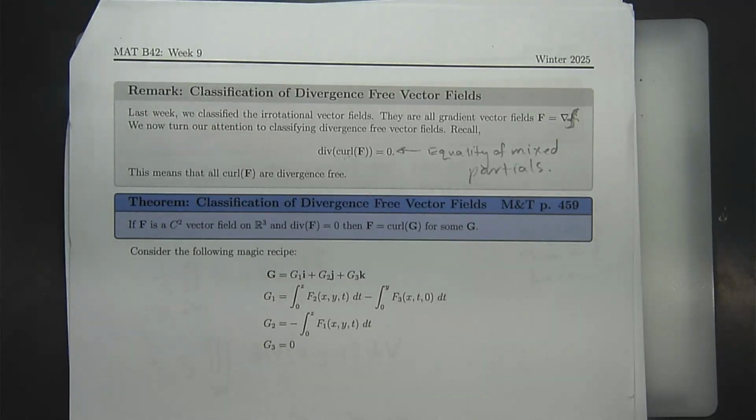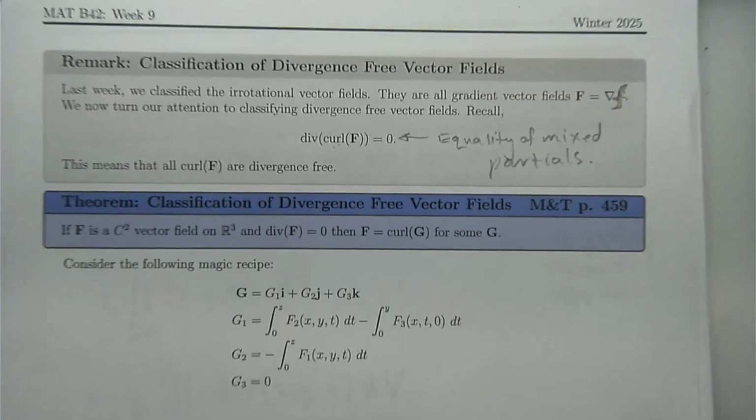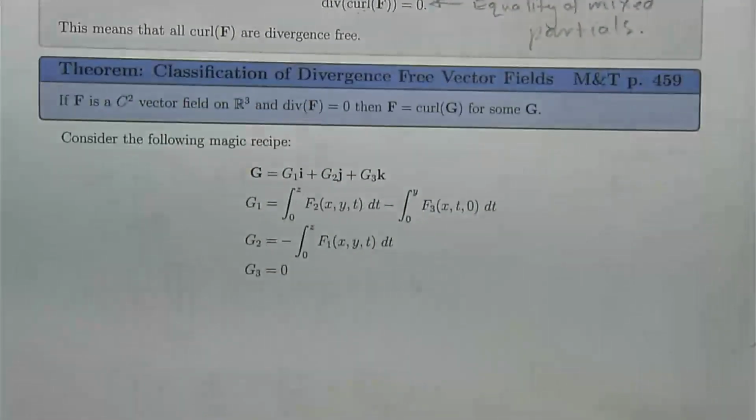So let's do it. Someone hands you a divergence-free vector field. You then need to produce something that has that as its curl. And there's a sort of magical recipe for it. Let's do the recipe. Okay, so someone hands you F1, F2, F3. You can then feed it into this recipe, and this will give you something that has the right curl. Okay, so let's check that.